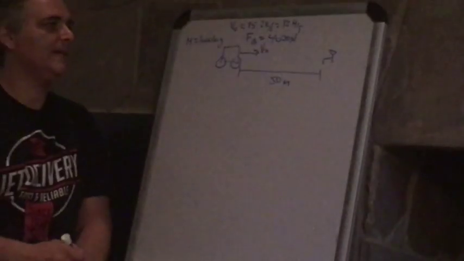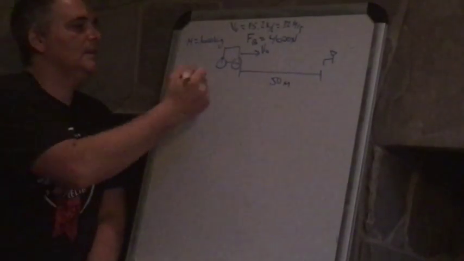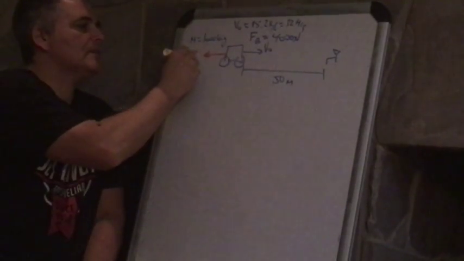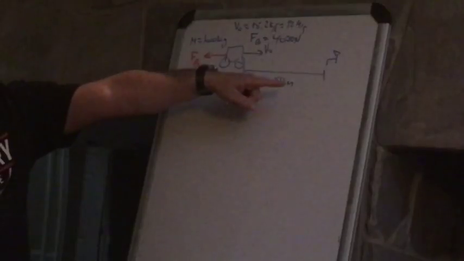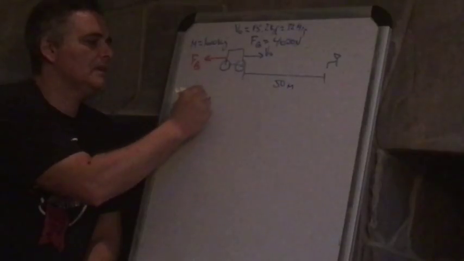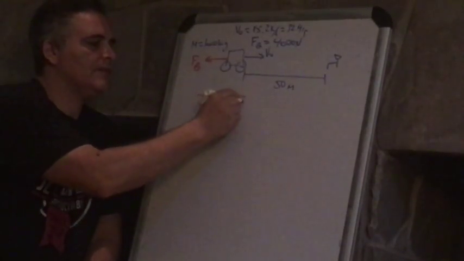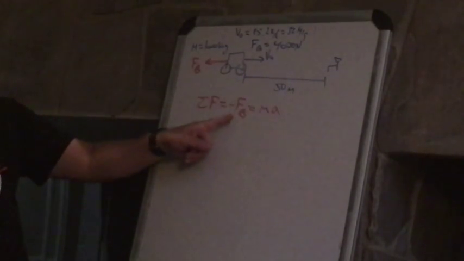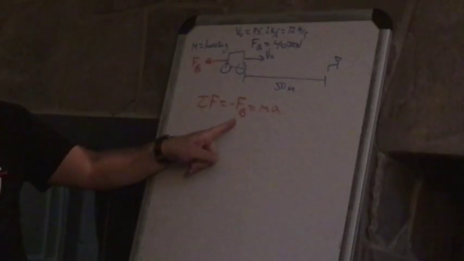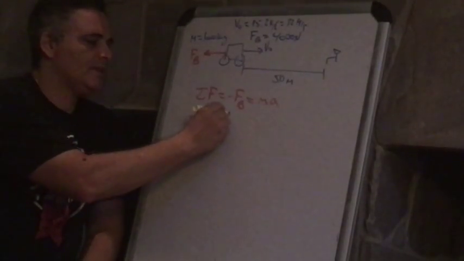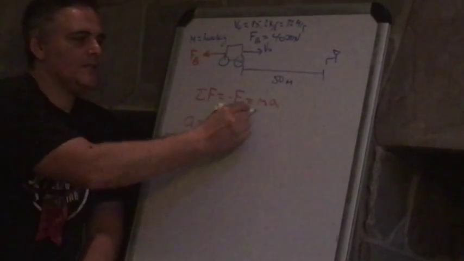So in this problem, we have the free body diagram. Here's the body, and the force acting on this body is the braking force. This guy is moving that way, right? So the sum of all forces is going to be minus the braking force equals ma. My braking force is going in the negative direction of motion. So I can solve for my acceleration: acceleration equals minus the braking force divided by the mass, because I just brought the mass over.